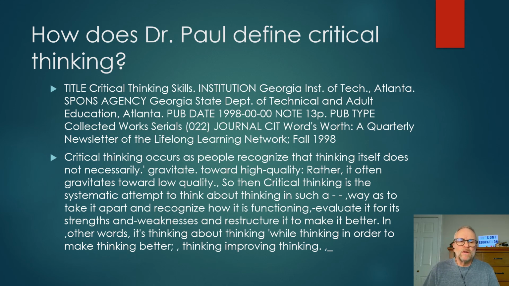So Dr. Paul says critical thinking occurs as people recognize that thinking itself does not necessarily gravitate toward high quality. So just because you have thoughts about a topic doesn't mean that they're necessarily well informed or well researched. Rather, it often gravitates towards low quality. So critical thinking is the systematic attempt to think about thinking in such a way as to take it apart and recognize how it's functioning, evaluate it for its strengths and weaknesses, and restructure it to make it better. In other words, it's thinking about thinking, while thinking, in order to make thinking better.